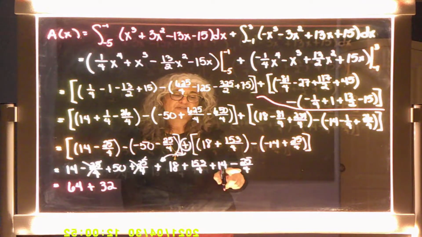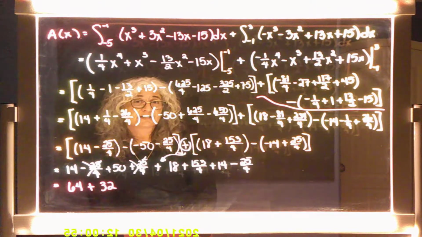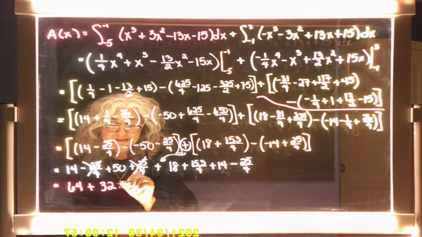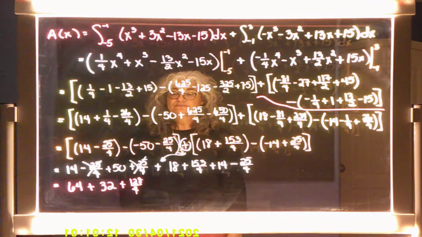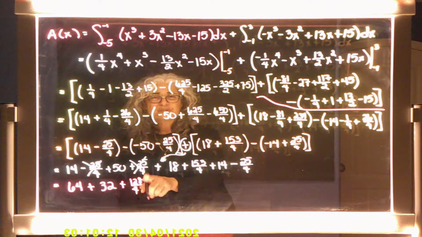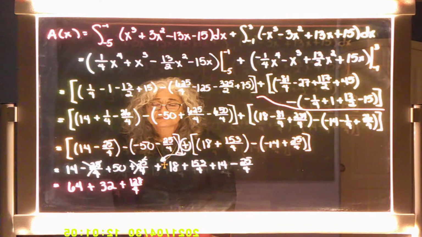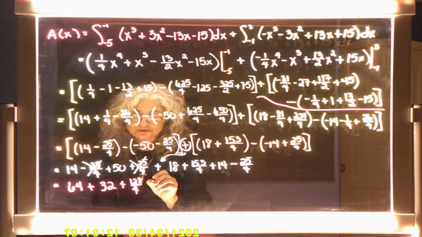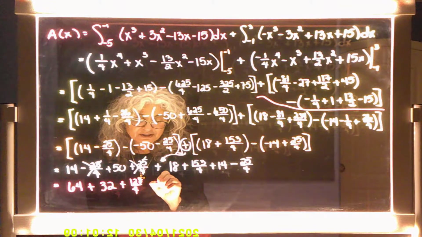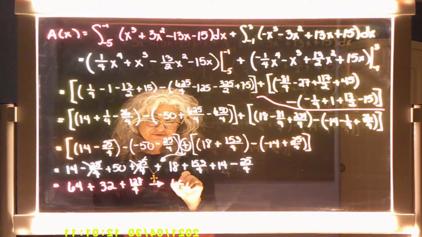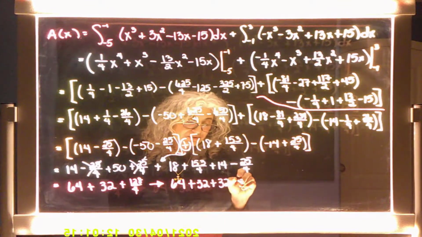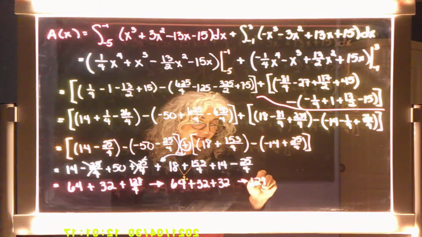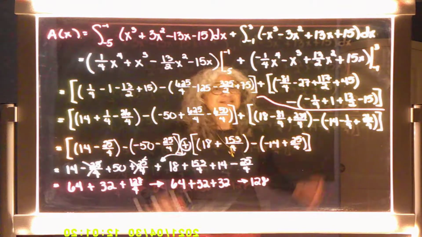153 over 4 minus 25 over 4. What do you get? Good, positive 128 over 4, right? Does 128 over 4 reduce? What was it? Oh, that's a nice number. So I've got 64 plus 32 plus 32. Woohoo! 128, which is what I got when I did my work. Yay!